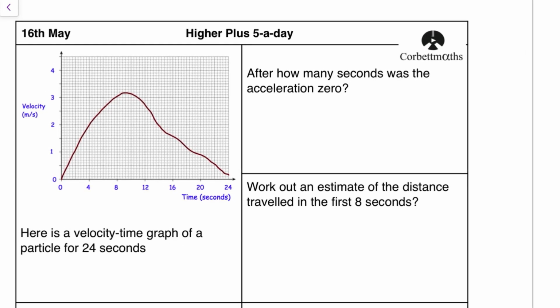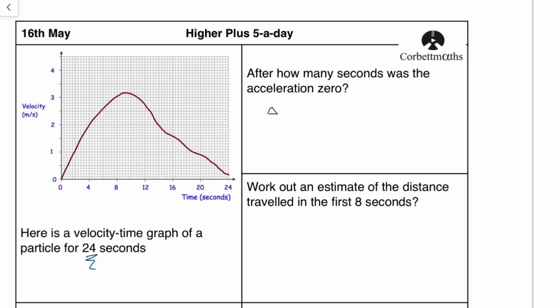Okay, so we have a velocity-time graph of the particle for 24 seconds. I really don't like this question. On my list of questions I don't like, this is one of them, bounds is the other one. Then it says, after how many seconds was the acceleration 0? Okay, so that's not too bad.